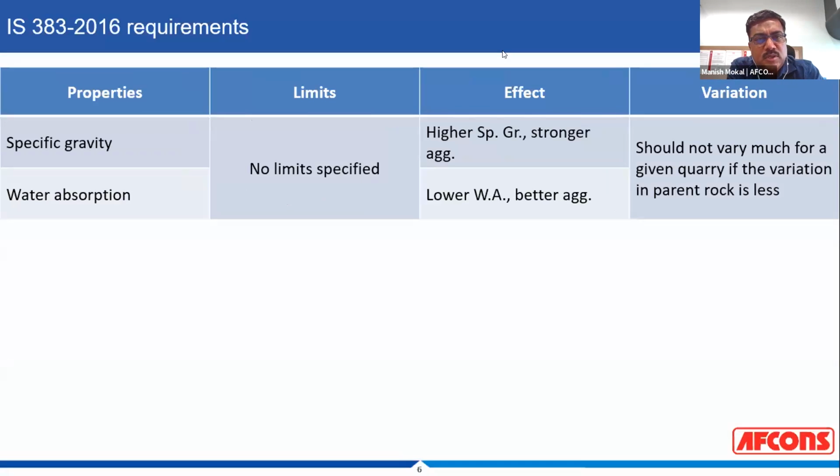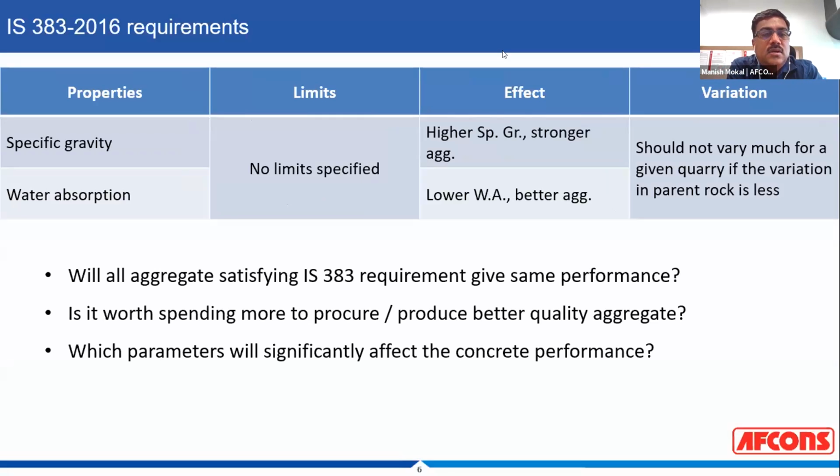Specific gravity and water absorption: though there are no major limits specified, if the specific gravity is high, it means the aggregate is strong and can be used for higher strength, higher performance concretes. Water absorption, if it is low, it means it is a better concrete. Now, having had a quick look at the requirements of IS 383, let us again go through a few questions. Will all aggregates satisfying the IS 383 requirement give the same performance?